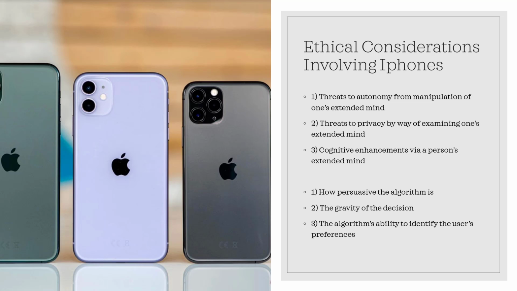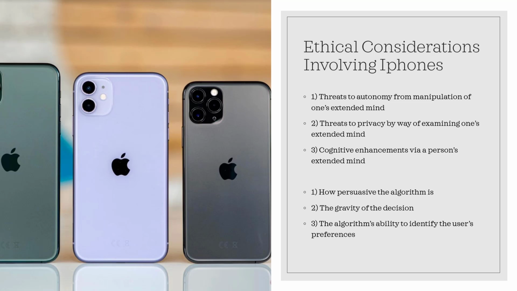Autonomy may be threatened to the degree to which algorithms in the technology influence decision making processes. Some individuals rely on relational autonomy, for example, consulting with family members, friends, trusted professionals, etc. Some really rely on Google or whatever their app says. So, the degree to which the algorithm may affect one's autonomy can be through one, how persuasive the algorithm is, two, the gravity of the decision, and three, the algorithm's ability to identify the user's preferences.